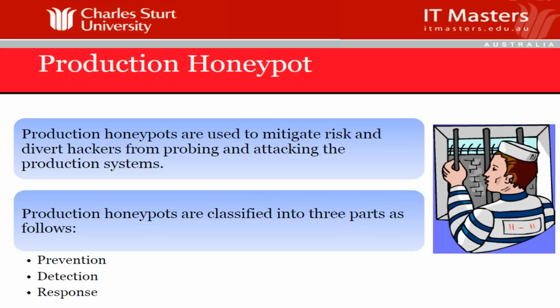Production honeypots are used to mitigate risk and divert hackers from attacking your real network. Let's assume you have a DMZ. The first contact point will be your honeypot, where you hope a hacker trying to come to your system will spend lots of time. The idea of a honeypot is to prevent your network from getting attacked, and the more time the hacker spends there, the higher the chance you have to detect the attack and respond to it.